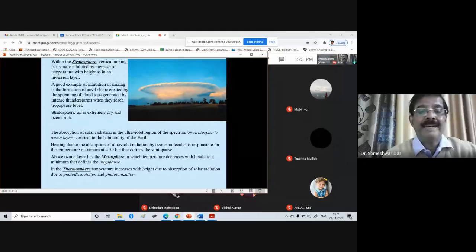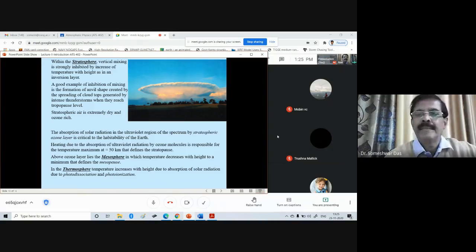Now we have the mesospheric, stratospheric radar, MST radar. We have two such radars in the country. You know where they are located? Any idea?